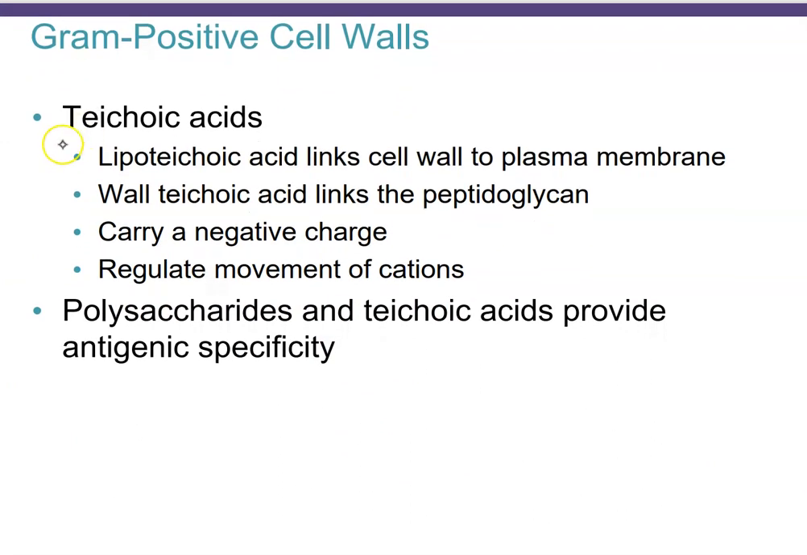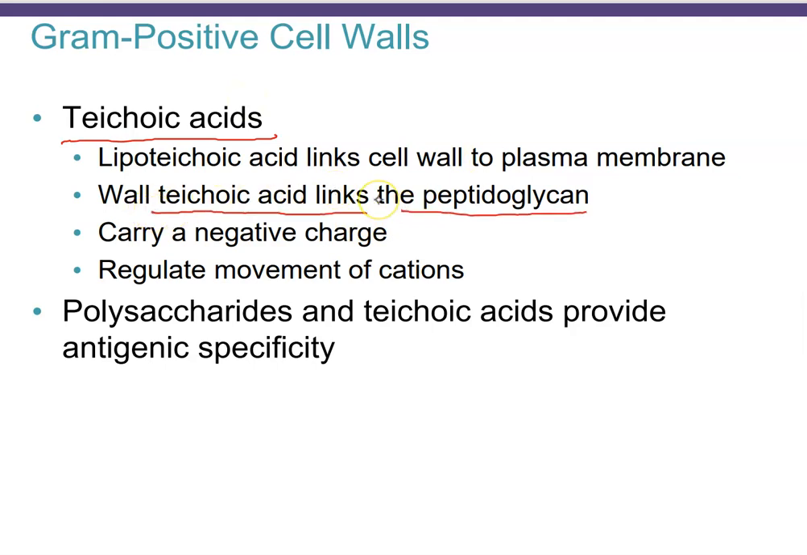So we have teichoic acids, and basically these wall teichoic acids link the peptidoglycan. This teichoic acid links the peptidoglycan, carries a negative charge, and it regulates the movement of cations. And so that gives additional properties to the gram-positive cell wall. The polysaccharides and teichoic acid provide antigenic specificity. That means they're like little red flags for your immune system.